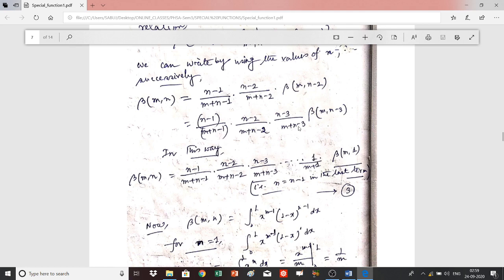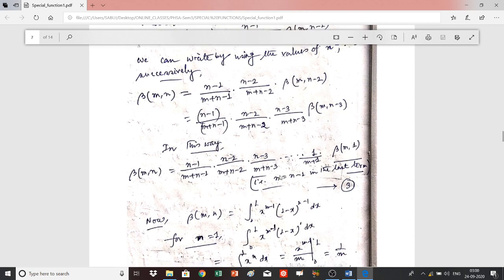But see here in the denominator, the last term: since n is decreasing and the last value of n can be 1, so m plus that will be, from this term, you will get m plus 1. So the last term actually gives you 1 by m plus 1, and here m is here and n is decreased to 1, so n is here. So in this way you can write beta(m,n) in this expression.